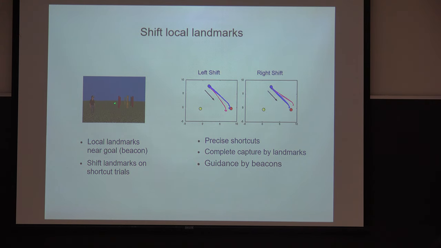So here's another example. This is similar to the experiment I told you before with wasps. If they learn to use a landmark to get to a particular location, and then you move the landmark, the subjects will make characteristic errors. So again, it provides pretty hard evidence that they really do use landmarks.